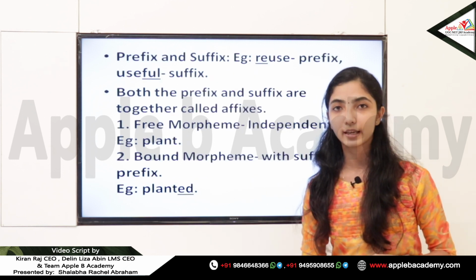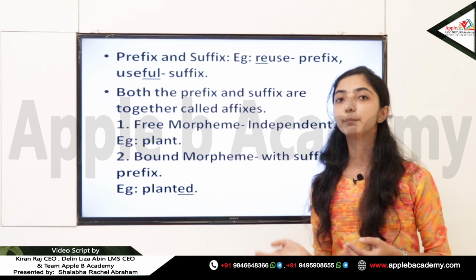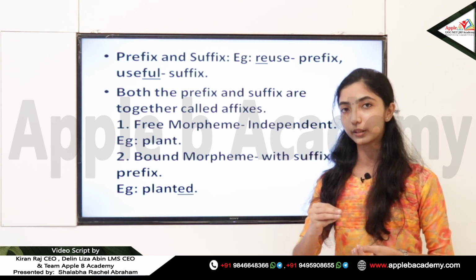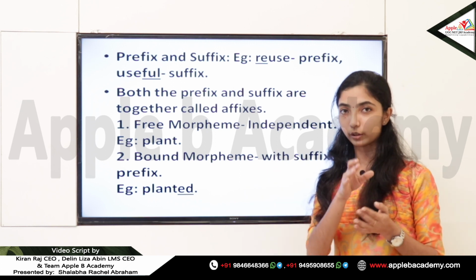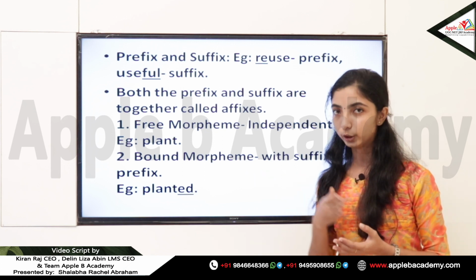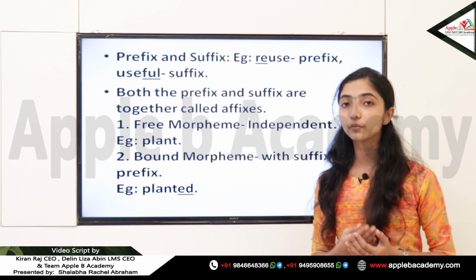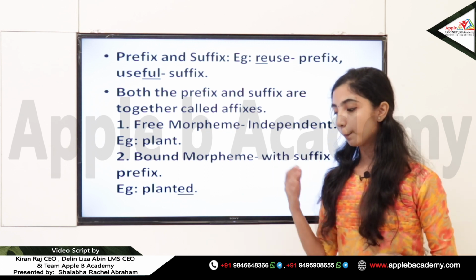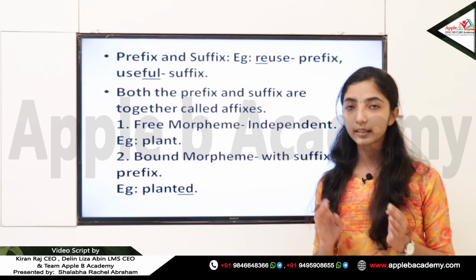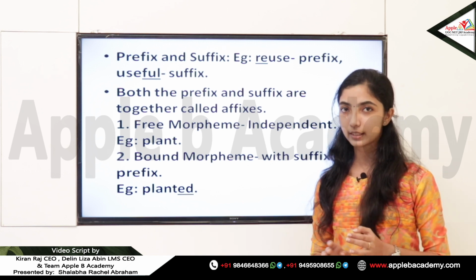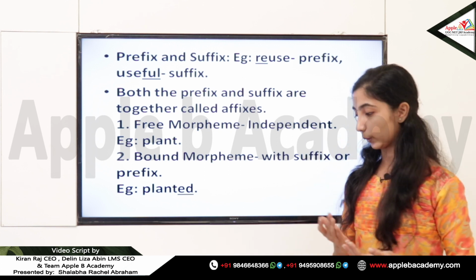Now come the prefixes and suffixes. Prefixes are those words or meaningful units which are added before a word, and suffixes are those units which are added after a word. For example, in the word reuse, the letters re before the word use are a prefix, and in the word useful, the letters ful after the base word use are a suffix. Both the prefixes and suffixes are together called affixes. While the prefix comes before the word, a suffix comes after the word.